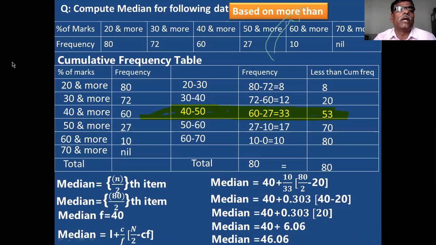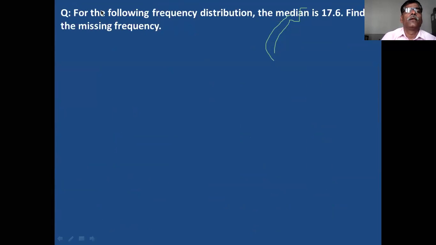Next, we will calculate one example based on missing frequency. Okay, you see here, from the following frequency distribution, the median is 17.6. Median is given in the problem. Find the missing frequency. They ask to find the missing frequency.